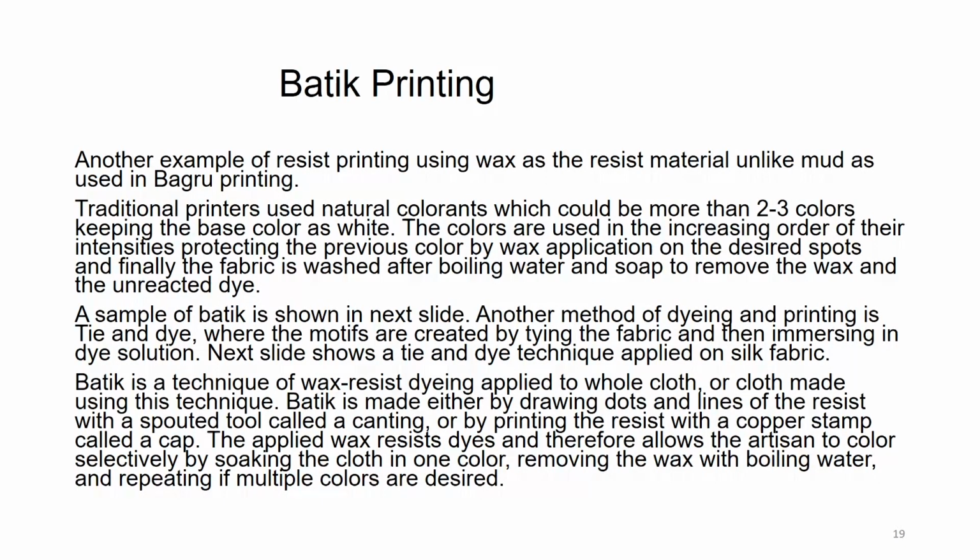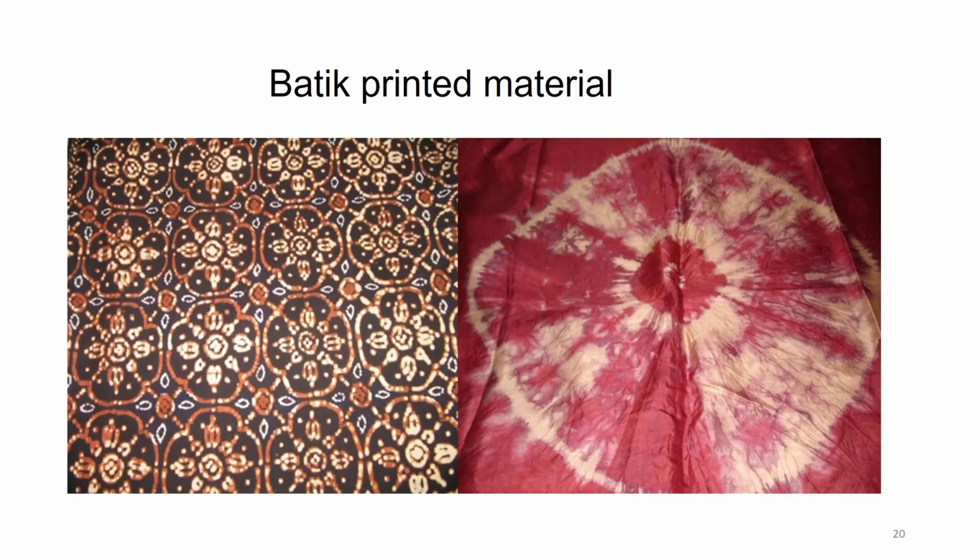We go from light intensities to dark intensities. That is the only thing that needs to be remembered. Removing the wax in boiling water and repeating if multiple colors are desired. So, one by one the colors are protected, dyed, then protected, dyed in second color, protected, and that is how it proceeds. Now, here are the two patterns which I mentioned.